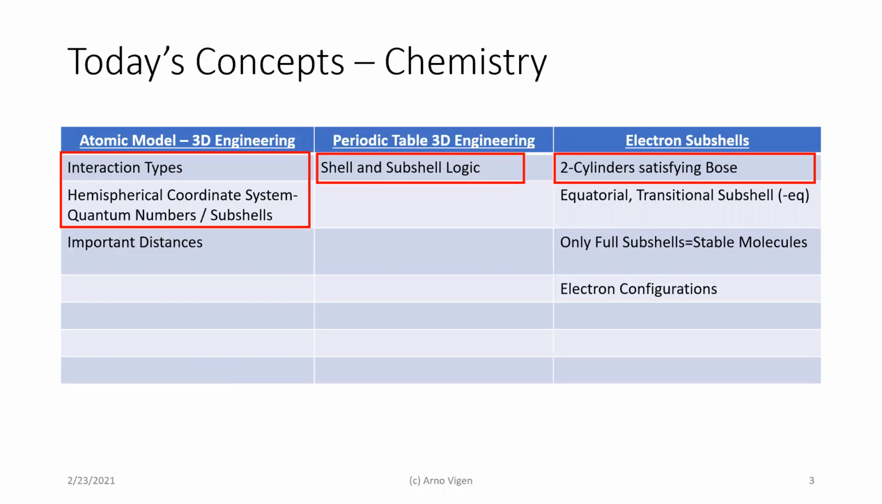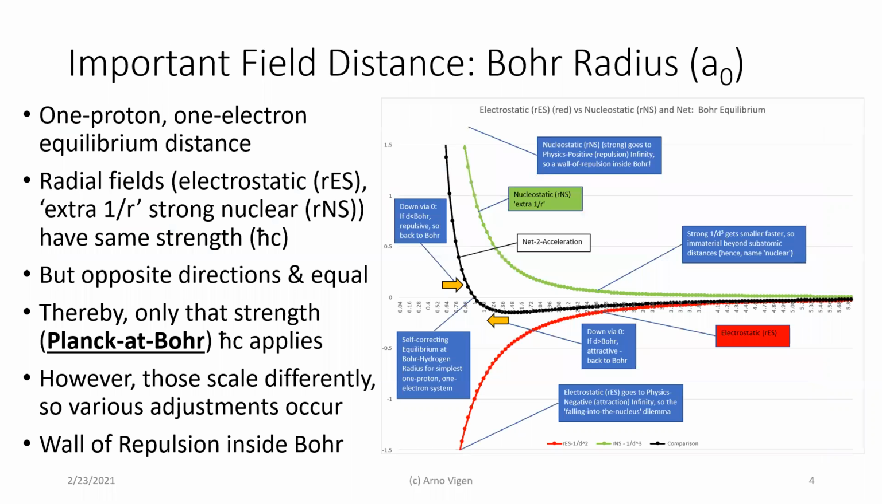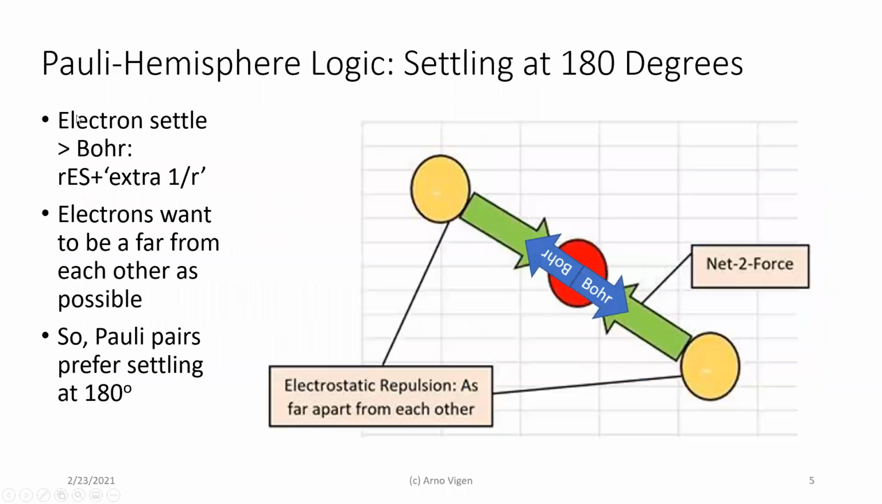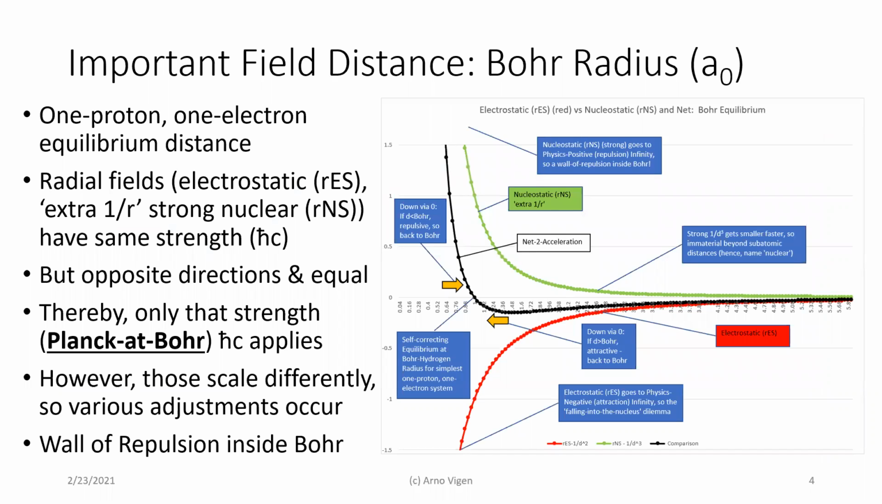Now, the interesting thing about these subshells, it is really two cylinders that satisfies the work of Nobel Prize winner Bose. Now, the important fields are the Bohr distance radius. That is the place at which the one proton, one electron equilibrium distance occurs. It has a symbol of a sub 0.